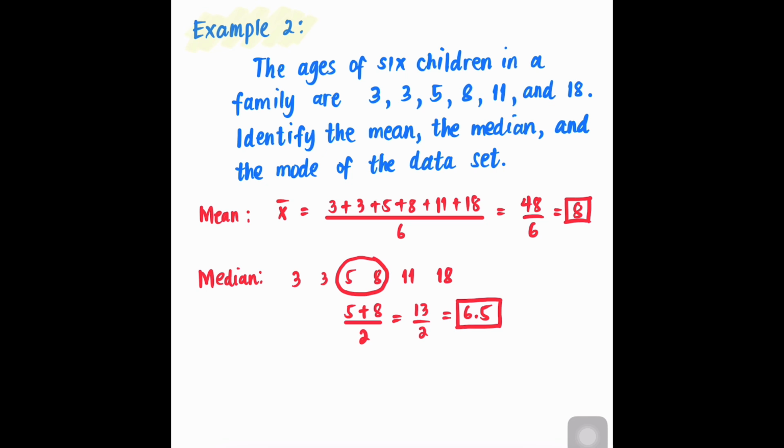And for the mode, look at the given data set, and it's very obvious that the mode is 3. So number 3 is the number that's mostly repeated in the given data set. So mode is 3.